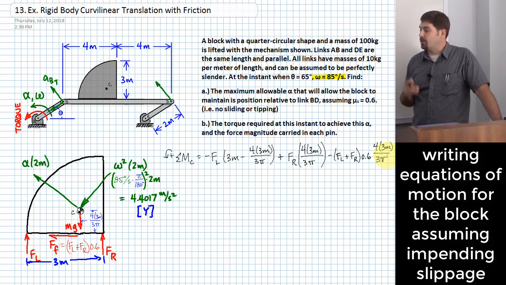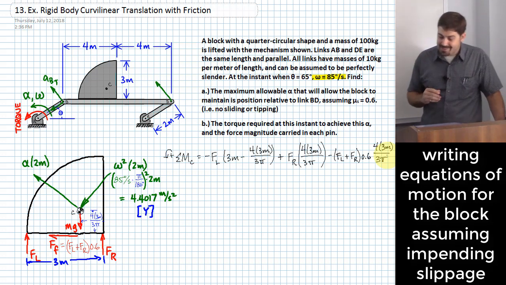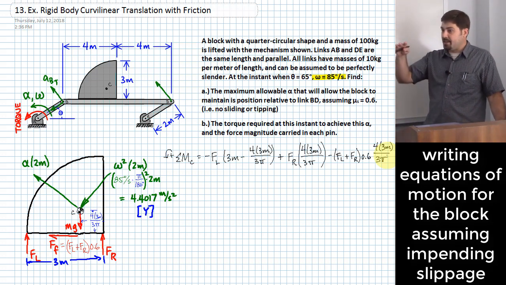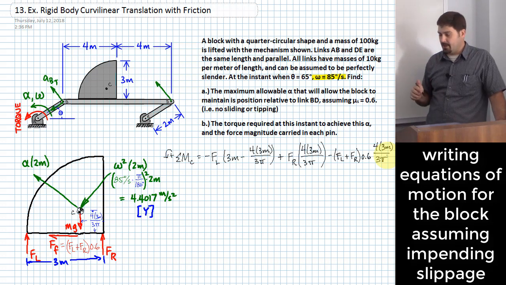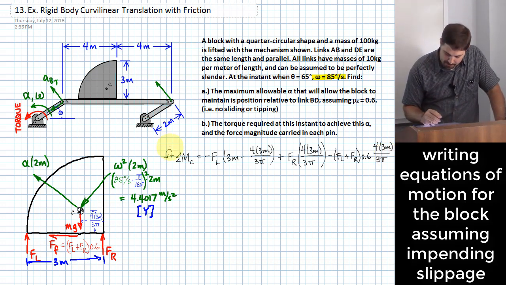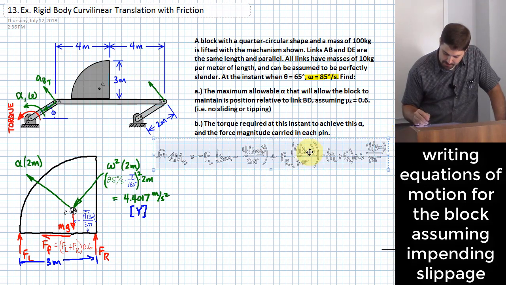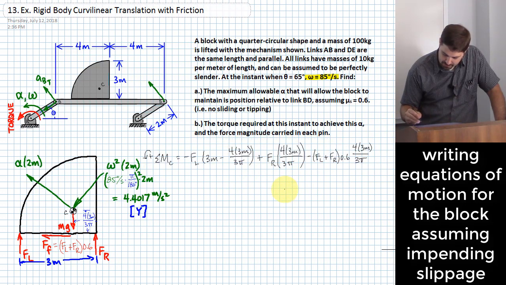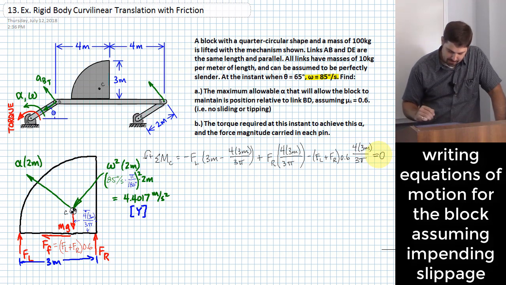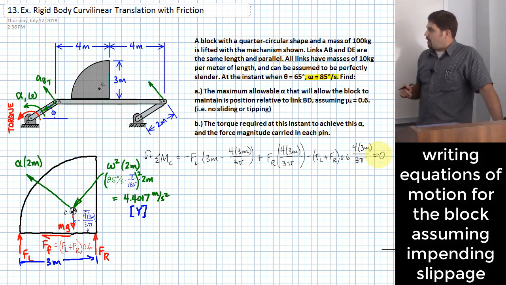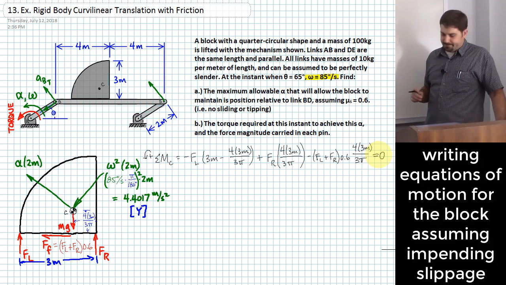Zero alpha. Okay, someone says zero alpha, right? You want to use zero alpha because it is a purely translating body. It is translating through a curved path, but it is still just translating. It is not rotating as it translates. And so that means for the sum of moments, we can just set it equal to 0. I'll give myself a little more room there. All right, so there's my first equation.